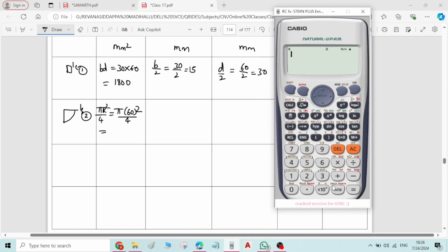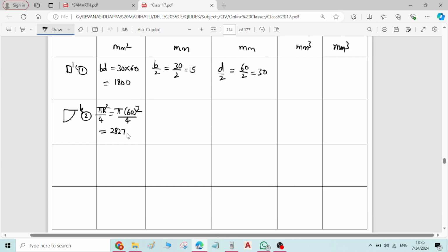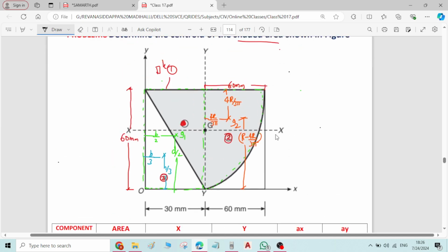Pi into 60 square divided by 4. It is 2827.43. Coming to the x value for the quadrant of the circle.